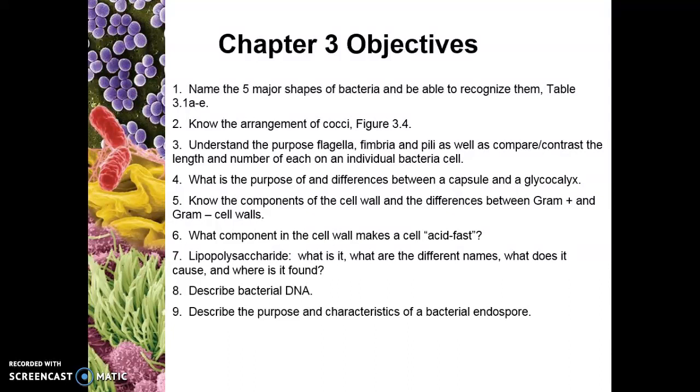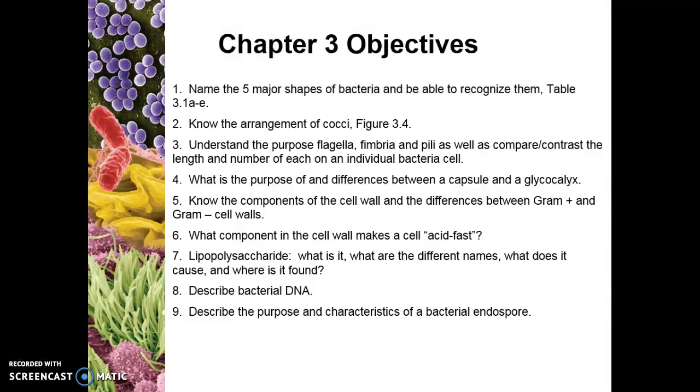So these objectives cover the entire chapter, and objectives 1 through 3 are going to cover Unit 1, or Part 1 of Chapter 3. That's going to be name the 5 major shapes of bacteria, be able to recognize them, and you'll find those in Table 3.1. Know the arrangement of cocci, and this can also cross over to other shapes of bacteria, whether it be bacillus. Primarily cocci and bacillus is where you're going to see these terms.